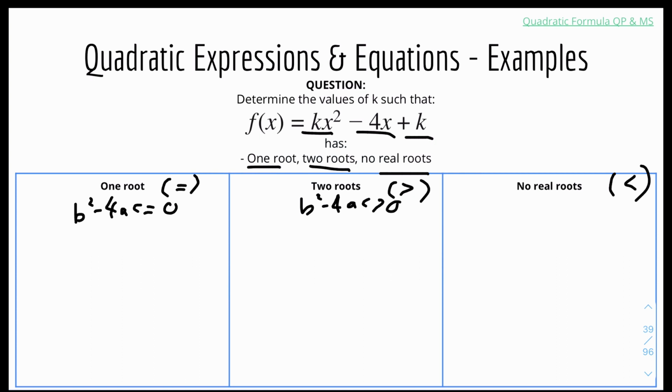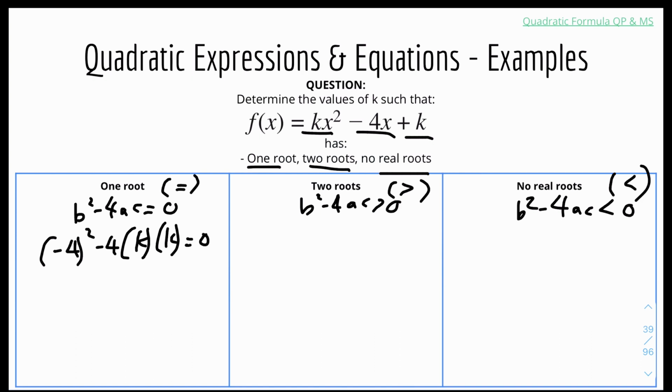Bigger than 0, and b squared minus 4ac is smaller than 0. So we're just going to input some values for the coefficient to find different values of k. So it will be minus 4 squared minus 4 times k times k equals 0. It will be 16 minus 4k squared equals 0. 4k squared equals 16, and this becomes k squared equals 4.